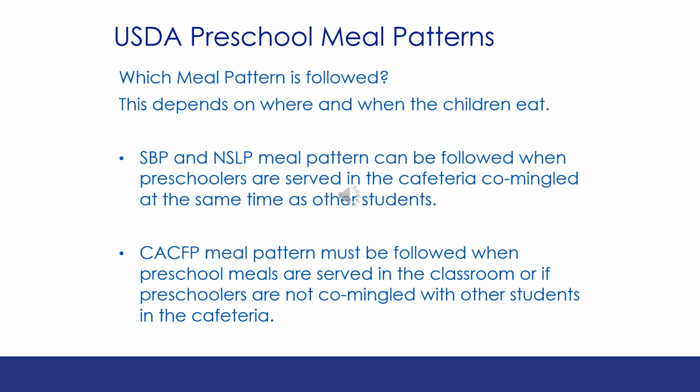Examples of not commingled: preschoolers eat in the classroom separate from K-5 students. Preschoolers eat in the cafeteria but at 10:45 a.m. and older students eat at 11:30 a.m., so the age groups do not overlap. Meals are delivered to the preschool classroom in bulk or pre-plated, or the preschool is located in a separate building or wing with no interaction with the main cafeteria.